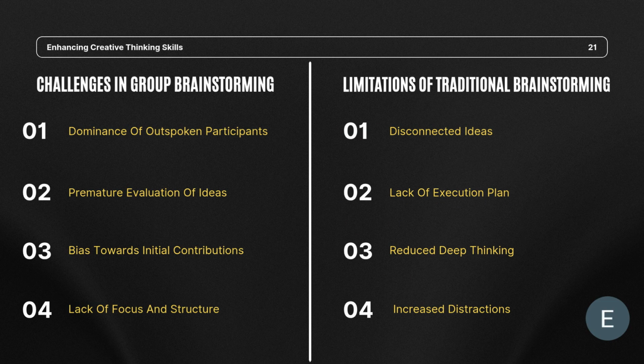Although brainstorming is meant to encourage creativity, it can often have the opposite effect. One major issue is the dominance of outspoken participants, which can limit the contributions of others. In addition, ideas are frequently evaluated too early, discouraging individuals from sharing more creative or unconventional thoughts. There is also a tendency to favor ideas presented at the beginning of the discussion, regardless of their quality. A lack of structure can lead to distraction and result in ideas that are not clearly developed or connected.